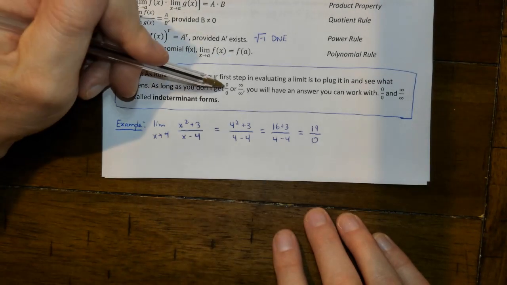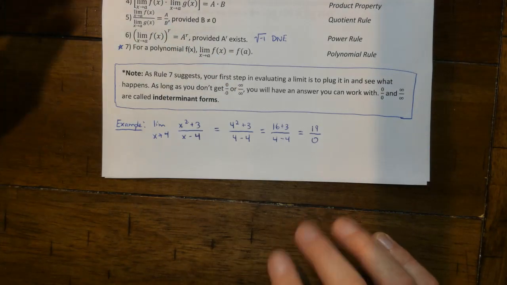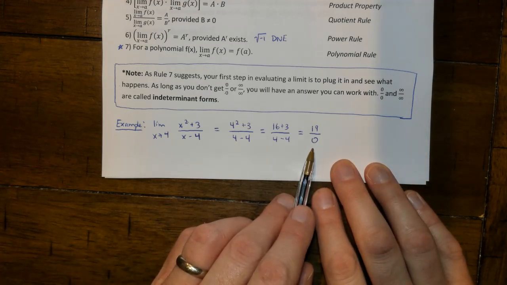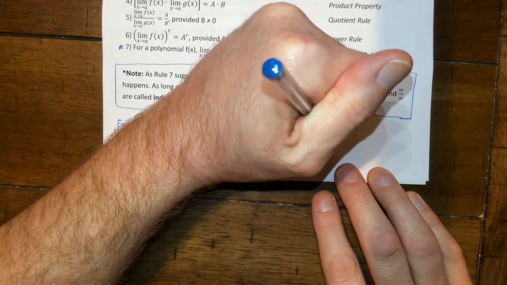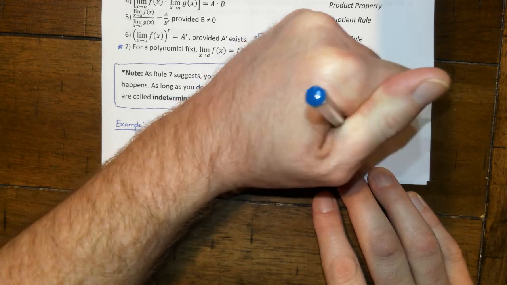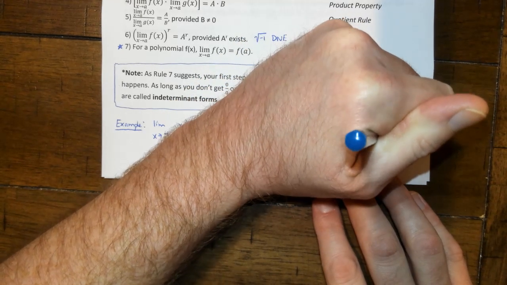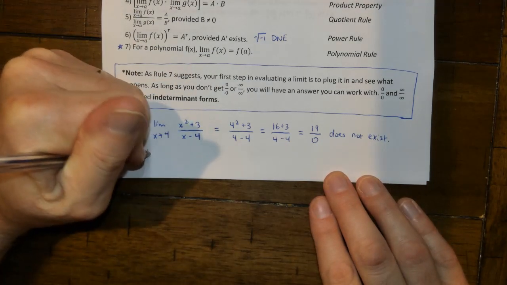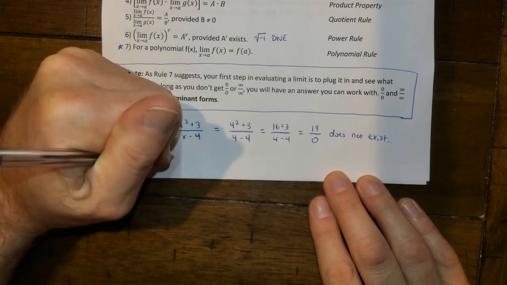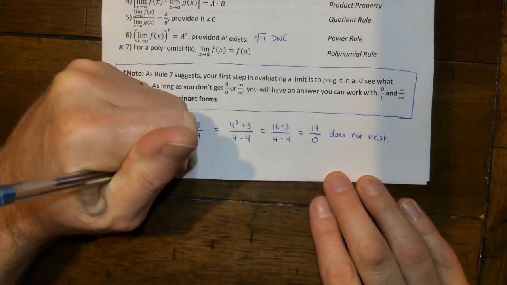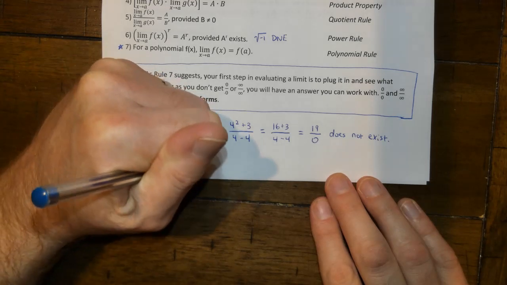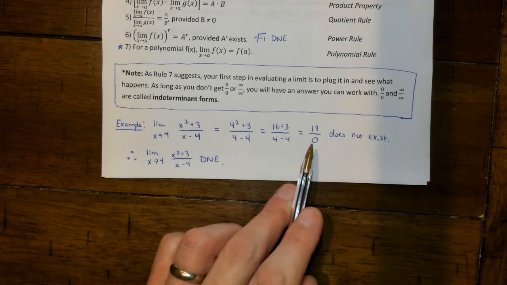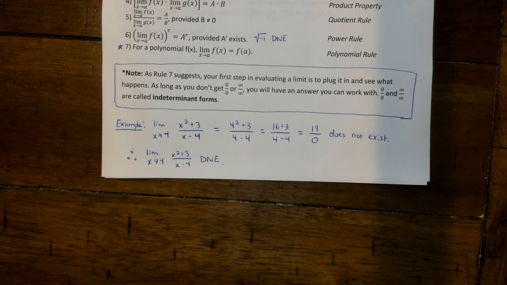Again, as long as you don't get 0 over 0 or infinity over infinity, you're going to be fine. You have your answer. We can't divide into 0. And because we can't divide into 0, this does not exist. I used it earlier. I'm bringing it back. Therefore, the limit as x approaches 4 of (x squared plus 3) over (x minus 4) does not exist because we got something divided by 0 and that something wasn't 0, so there you go.